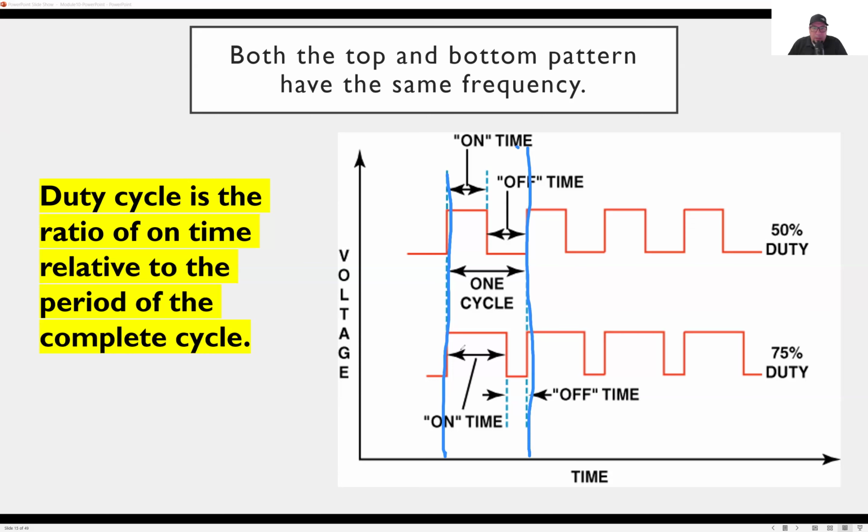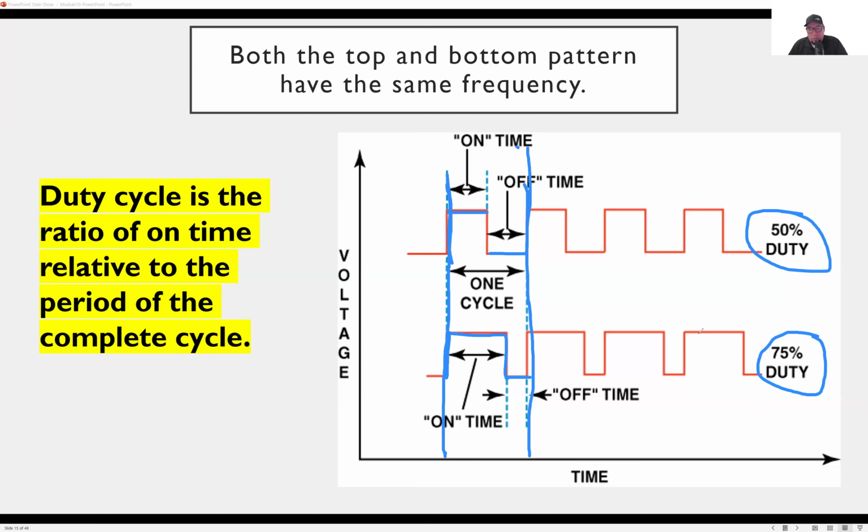Now, the top one is 50-50, meaning within that given period of time that we've identified within that cycle, it's on for 50% and off for 50%. So that's our 50% duty cycle. The other one down below is on for 75% and off for 25%. So that's our 75% duty cycle. We could have the opposite too.